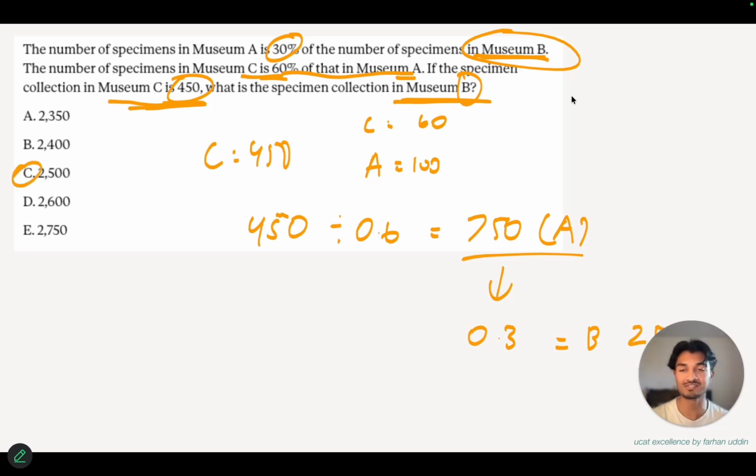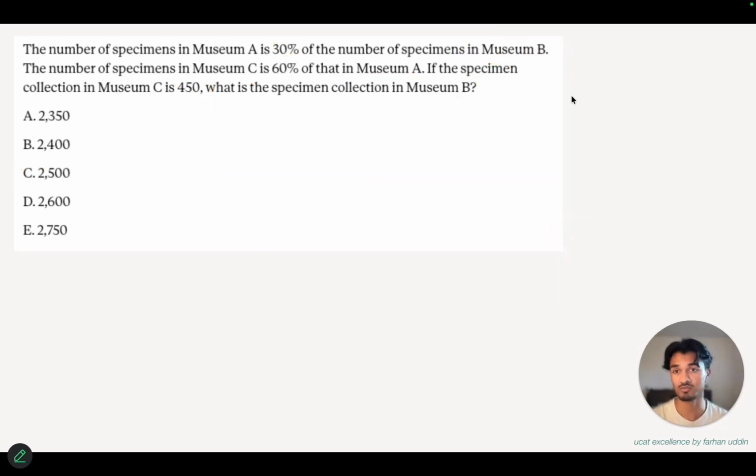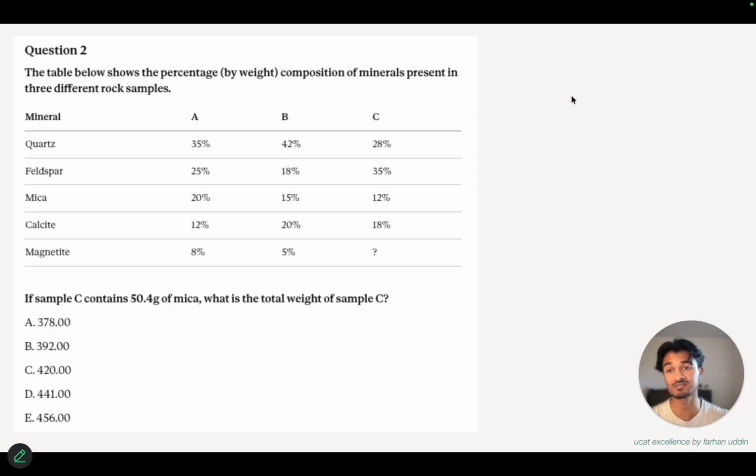With this one-step unitary method process, a question like this goes from taking us maybe 30 seconds to do, or maybe even 40 seconds to do, to being razor quick, like basically 15 seconds tops. So here is how you can really save a lot of time. Let's go into another question now. Feel free to have a go at the question and then we'll go through it together.